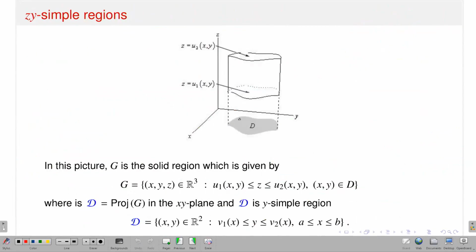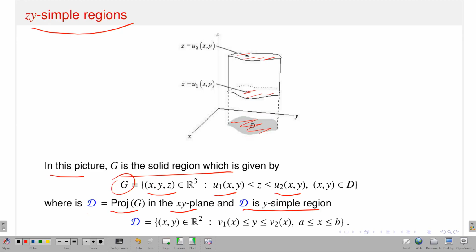I tried to give you this pictorially. So what is zy simple? In this picture, G is a solid region, where this is u1(x,y) and this is u2(x,y), and I am taking the projection on the xy plane. This is the corresponding domain. So G is all those (x,y,z) in R3 where z is greater than or equal to u1(x,y) and less than or equal to u2(x,y), where u1 and u2 are continuous functions. If I take the projection into the xy plane, it is D, and it is a simple region.